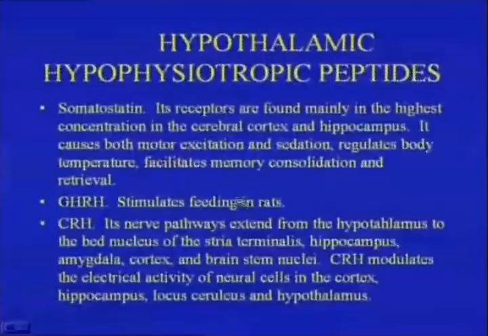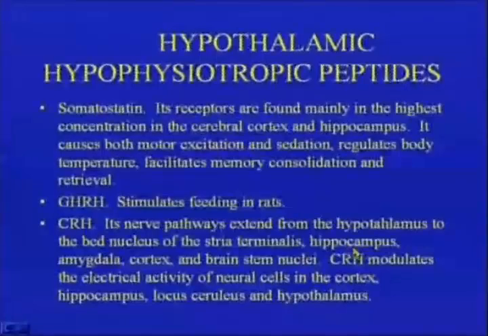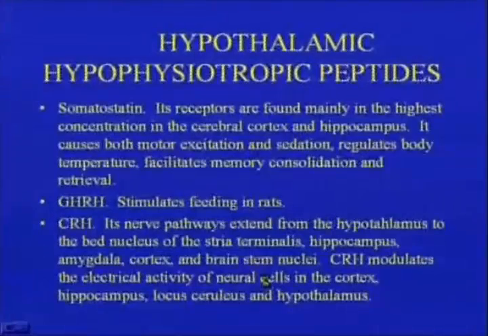GHRH, growth hormone releasing hormone, stimulates feeding in the rats. You can kind of make sense of that. Corticotropin releasing hormone, its nerve pathways, the extrahypothalamic neuronal systems, project from the hypothalamus to, for example, a limbic motor kind of an area, the bed nucleus of the stria terminalis, the hippocampus, the amygdala, the cortex, and the brainstem nuclei, and it modulates electrical activity of neural cells, similar to what we have been describing with our other examples, in the cortex, hippocampus, locus ceruleus, and hypothalamus.